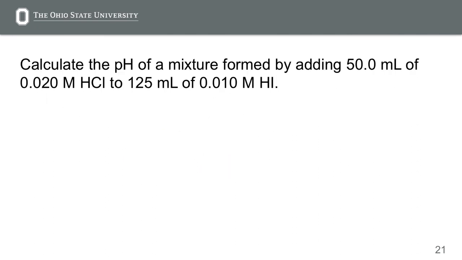Okay. Here's sort of a weird problem. I can't remember why I chose this. It must show up in the homework or something. It's not something I would have written. We were taking two strong acids and mixing them together and then calculating the pH of that mixture. So the approach to this type of problem is we're going to find moles of H plus from HCl.